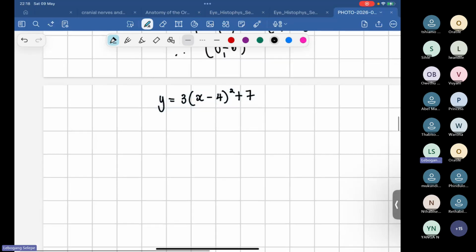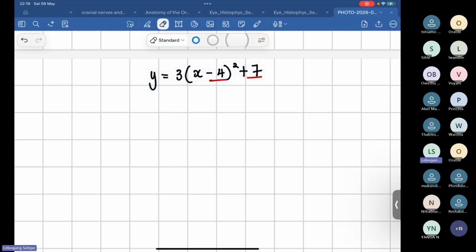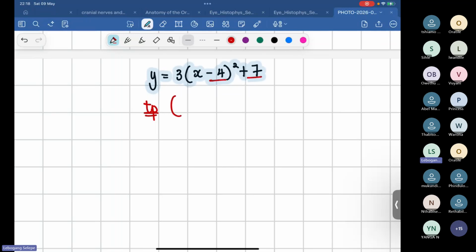So I said to you guys, if the graph is given in this format, you need to remember that this is basically telling you about the turning point. So in this case, the first thing that we can calculate is the coordinates of our turning point. What are the coordinates of the turning point? By reading from the 0.7... Sorry? It's 4, 7. Perfect. So it's (4; 7). Those are the coordinates of the turning point.